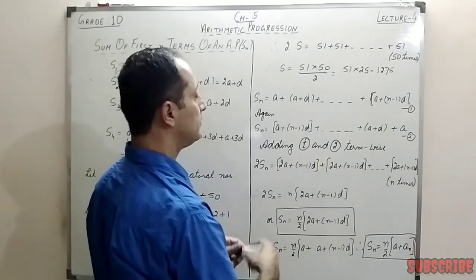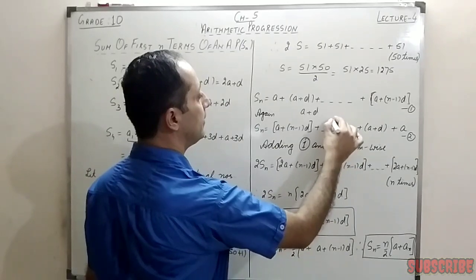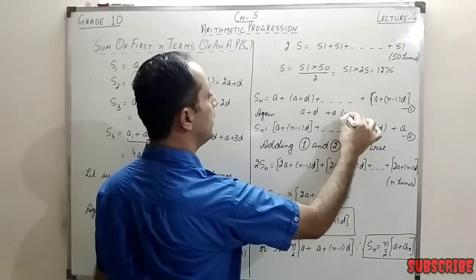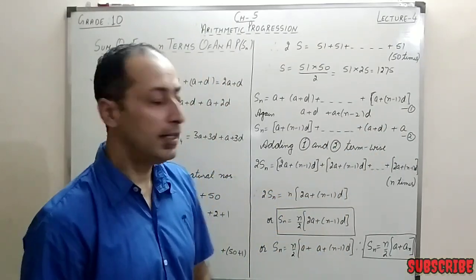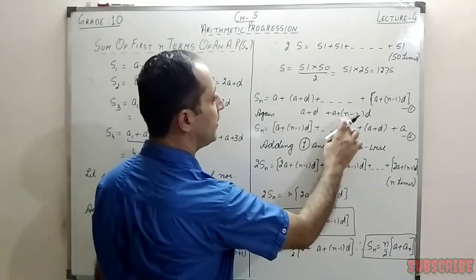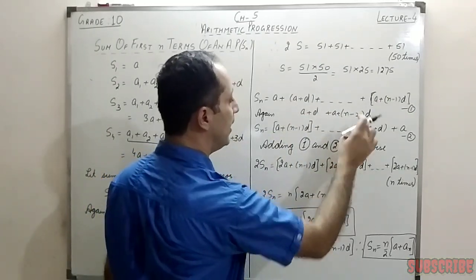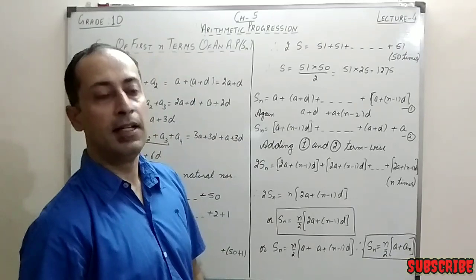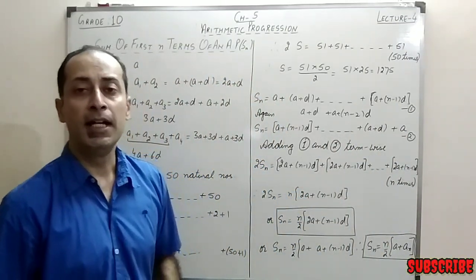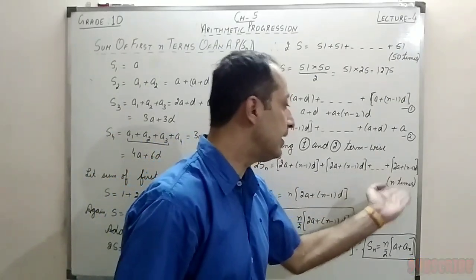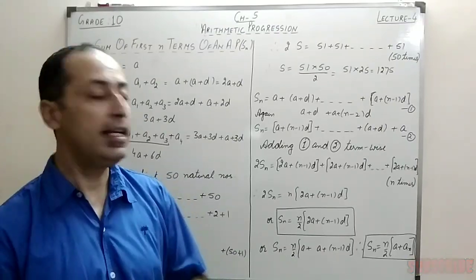If I add this thing, a plus d, with the next term of this, which would be a plus n minus 2 into d, right? The next term after this would be a plus n minus 1 into d, and the second term here is a plus d. If I add these two, again I get this thing. And similarly, the last term again would be 2a plus n minus 1 into d. And see, these are n times. This 2a plus n minus 1 into d is n times in this.